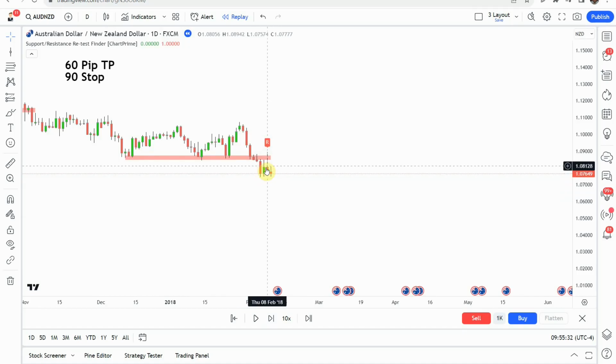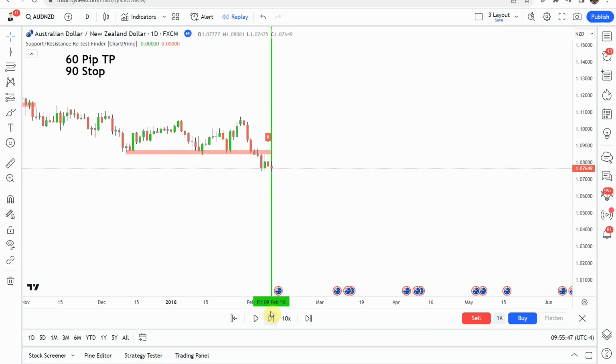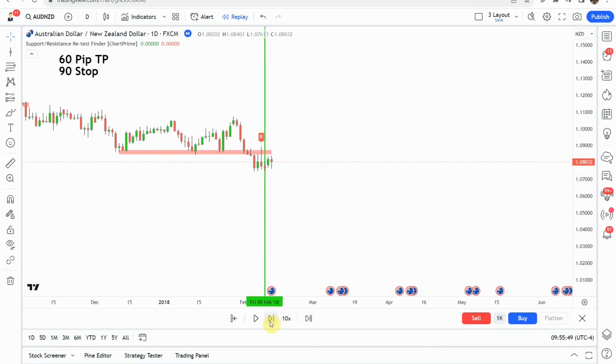All right, so it does appear that the signal takes place 1 bar in the past, and so that's something to be mindful of. Let's go ahead and mark this out. It's going to be our first trade to the downside. We have that red tag right there. Let's go ahead and play this forward a little bit here.